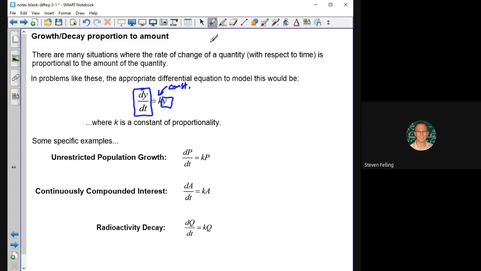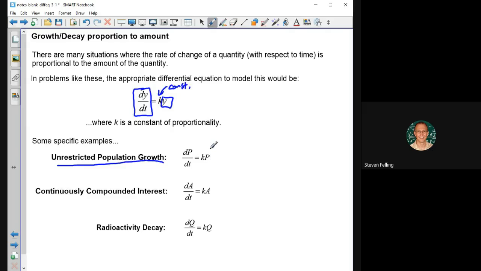In fact, three specific examples from the real world. One is unrestricted population growth. So if you have, let's call the y variable P for population, t for time is the x variable. Okay, what this is saying is if you have a population, how fast the population is growing is proportional to how big the population currently is.